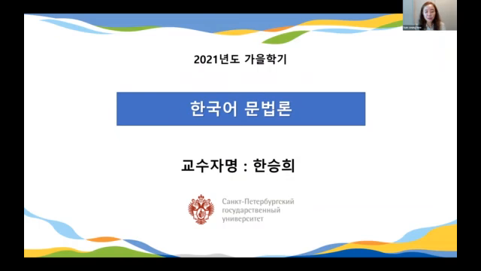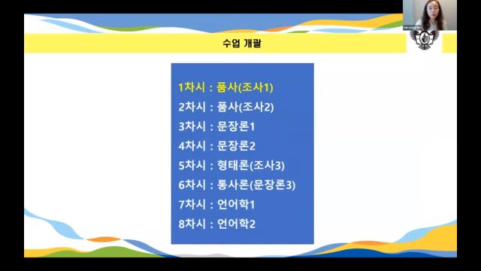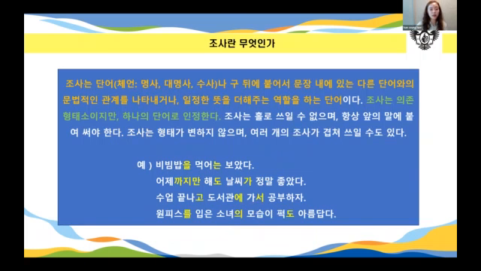Okay, guys, please look at this slide that I made for you. 한국어 문법론. I will skip the first page, skip the second page. Today's chapter is 조사, particle. Okay, let's look at this page. What the particle is. A particle is a word added to the end of a word.